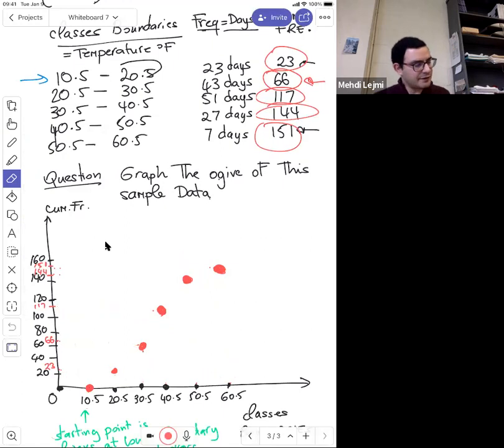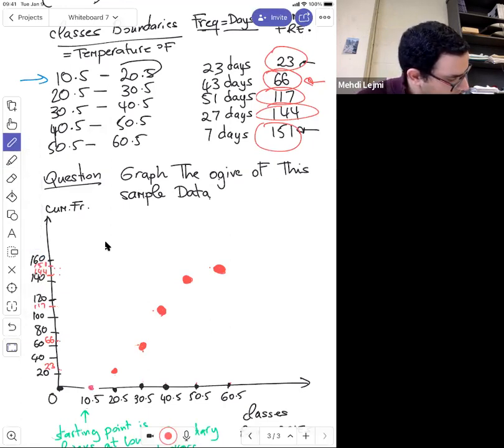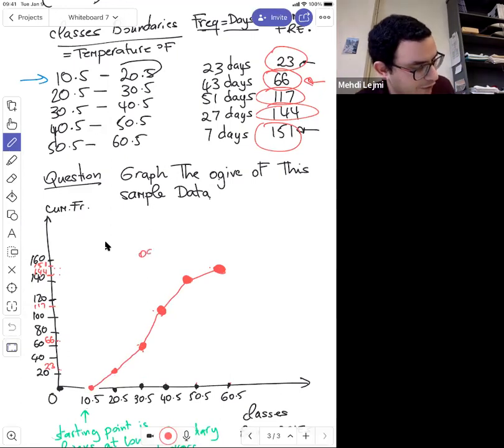Okay, so I have these points, and now I need to join them. This is my starting point right here. So I'm going to join these points now. Go up here, and up here. So this would be the ogive of my example. Any questions, guys?